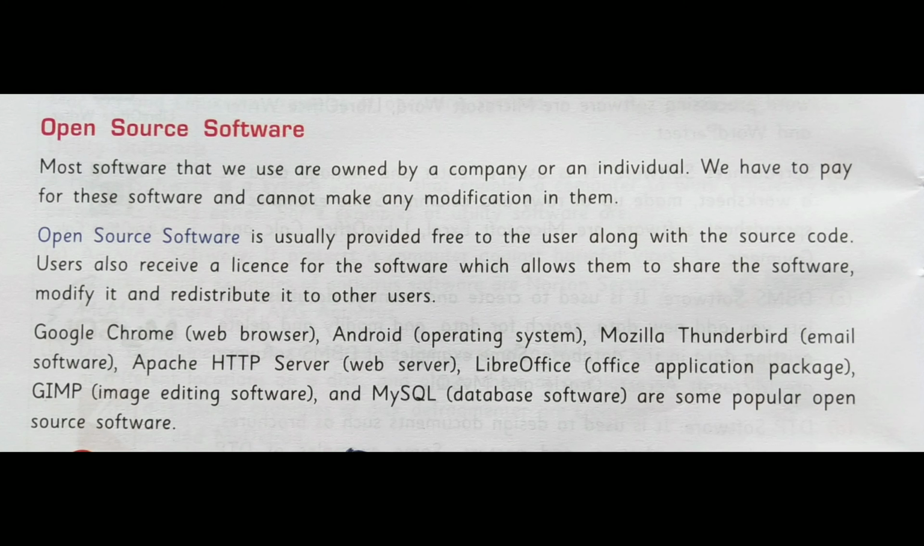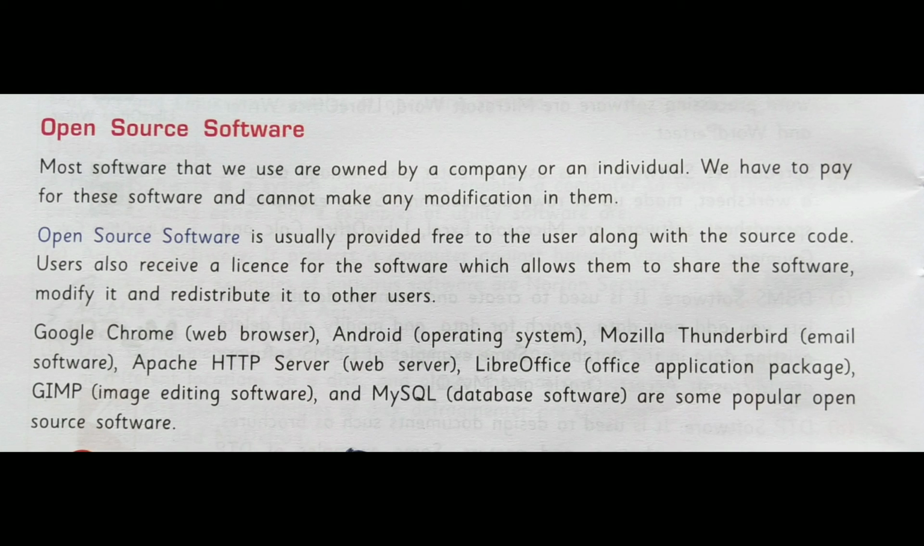Open source software. Most software that we use are owned by a company or an individual. We have to pay for this software and cannot make any modification in them. Open source software is usually provided free to the user along with the source code. Users also receive a license for the software which allows them to share the software, modify it, and redistribute it to others.